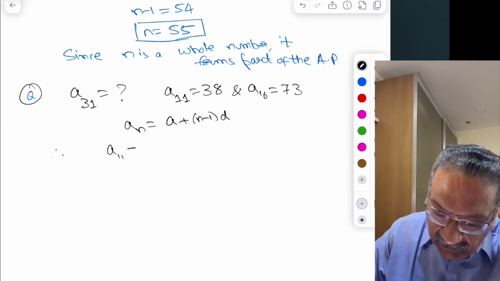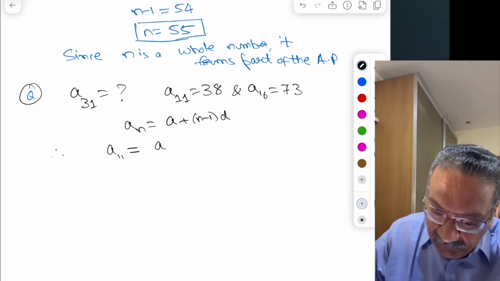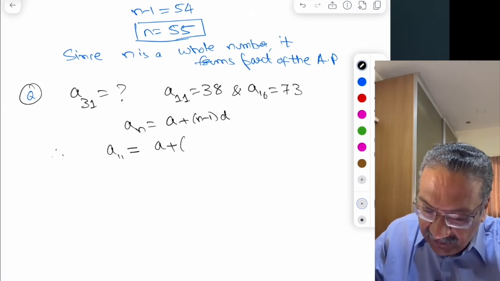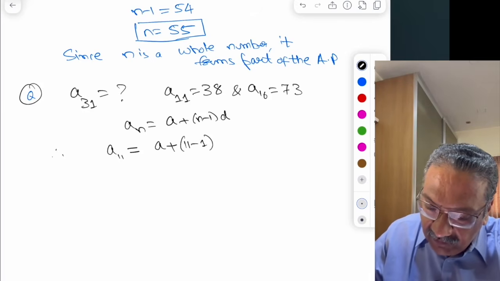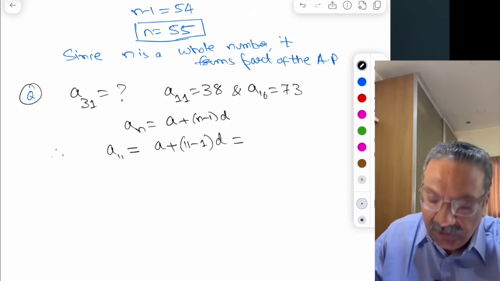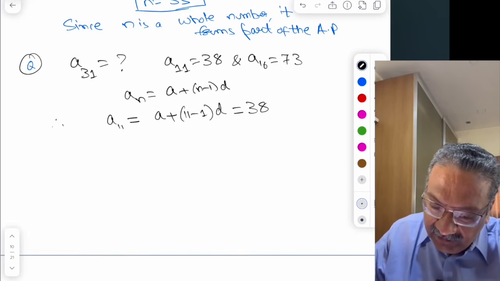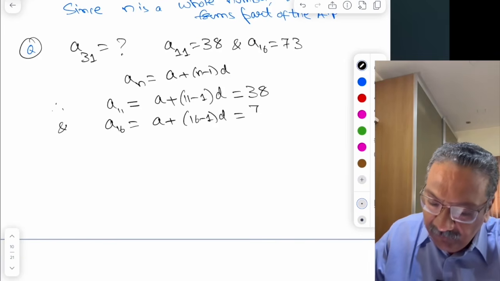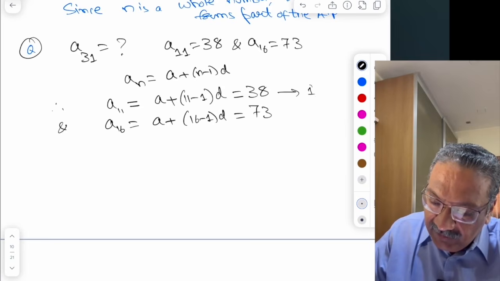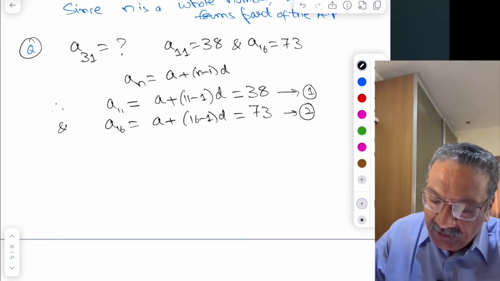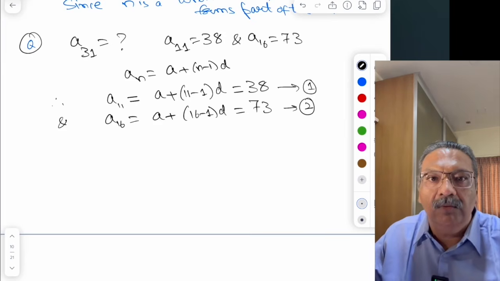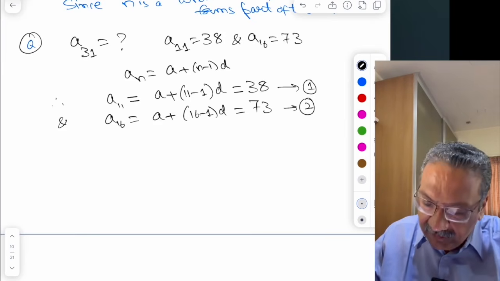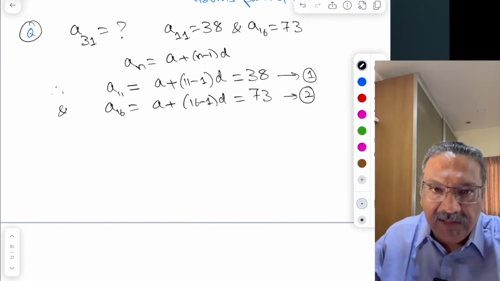Therefore A11 is equal to a, we don't know the first term, plus (11 minus 1) d, we don't know d, is equal to 38, and we know about A16. A16 is equal to a plus (16 minus 1) d is equal to 73. This becomes equation 1 and this becomes equation 2. So we have two equations and two unknowns, two variables. So this is a question of linear equations in two variables.